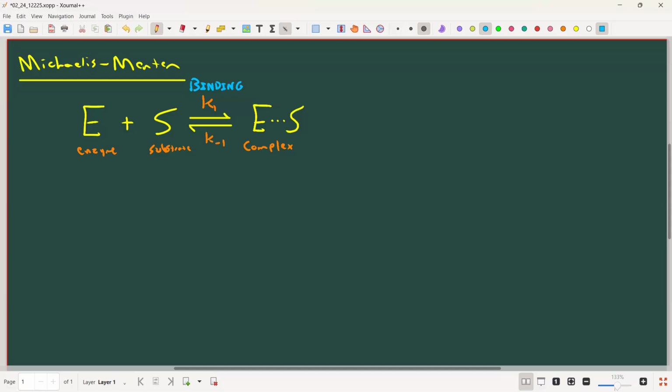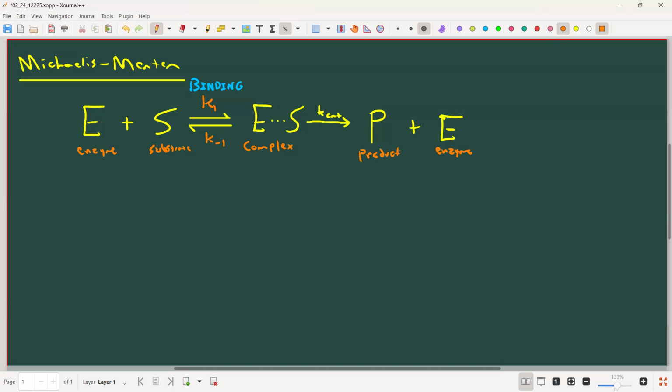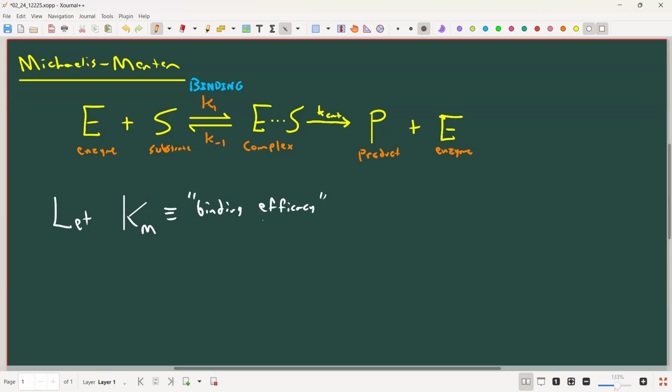Some binding process. And then again, once it's bound, this complex is what does the work for us. And it catalyzes the reaction at some rate kcat to give us the product. And the enzyme is returned ready for the next substrate to arrive. Right, and we showed that if we let this Km be an equilibrium constant, which we call the binding efficacy, or the binding constant, depends on who you talk to.